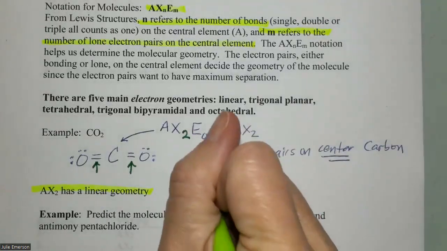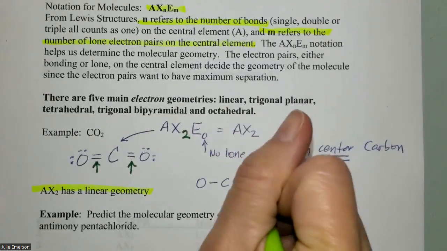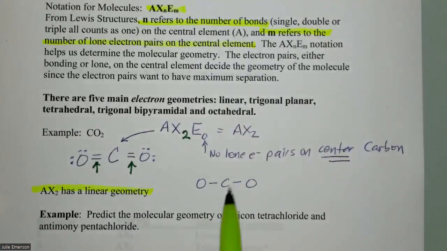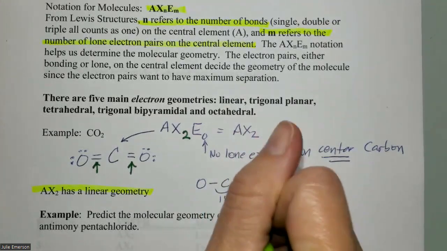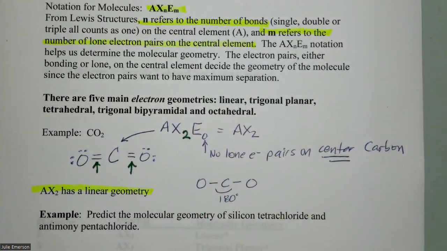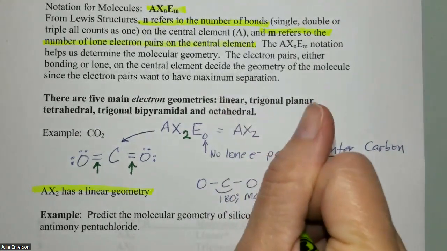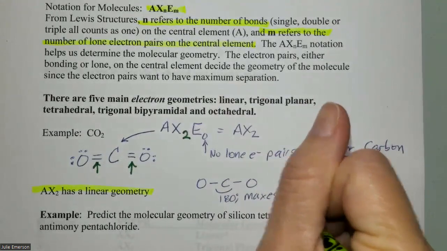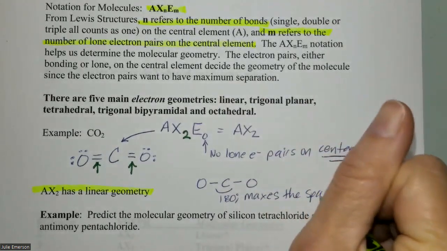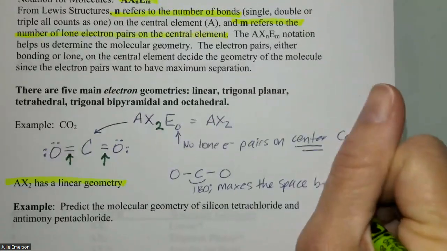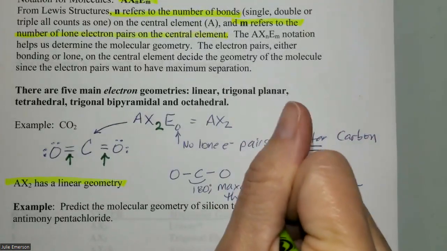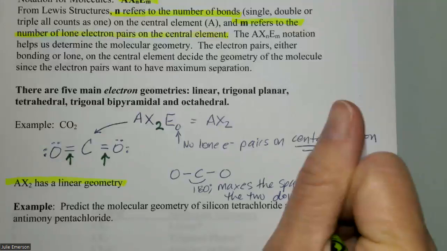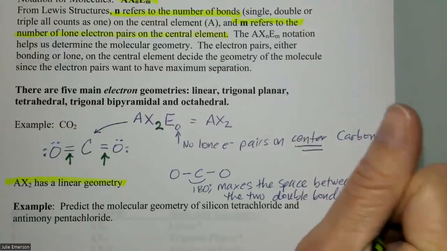And what that means is when I look at this, the carbon, oxygen, right, this right here, those 2 bonds, right, that is a full 180 degrees. And that's the best bond angle we can do to maximize the space. So that 180 degrees maxes the space between the 2 double bonds.